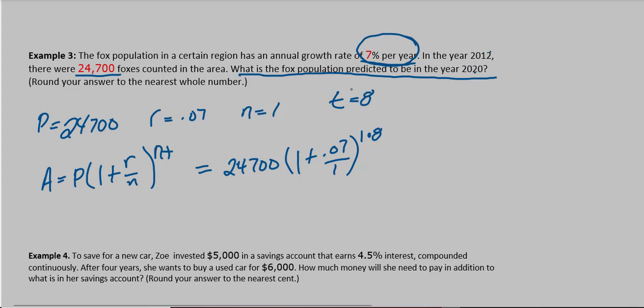Again, T, I'm sure I did not explain it, but T has to always be in years, not months, not days. It has to be years. Only N can be in a different time.